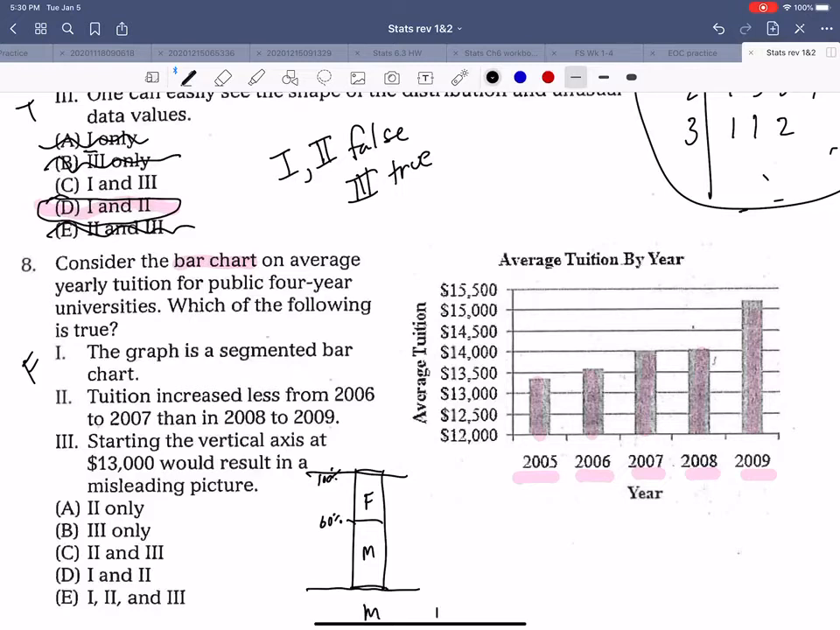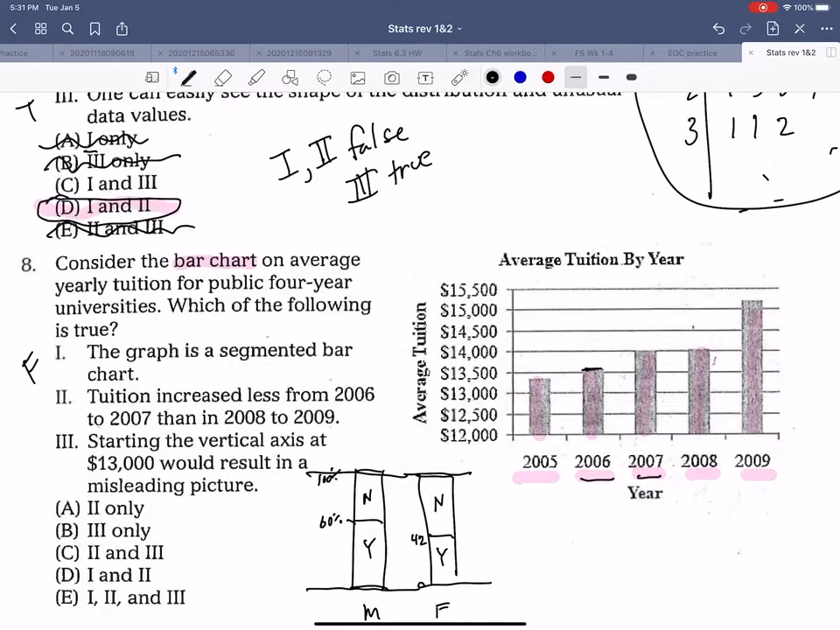I could also put men and women. And let's say we ask them a question. Do you like walnuts? So maybe 60% said yes. That means 40% said no. Let's say we asked women and 42% said yes. And that means the remaining percent said no. That's a segmented bar graph. So that's definitely false.